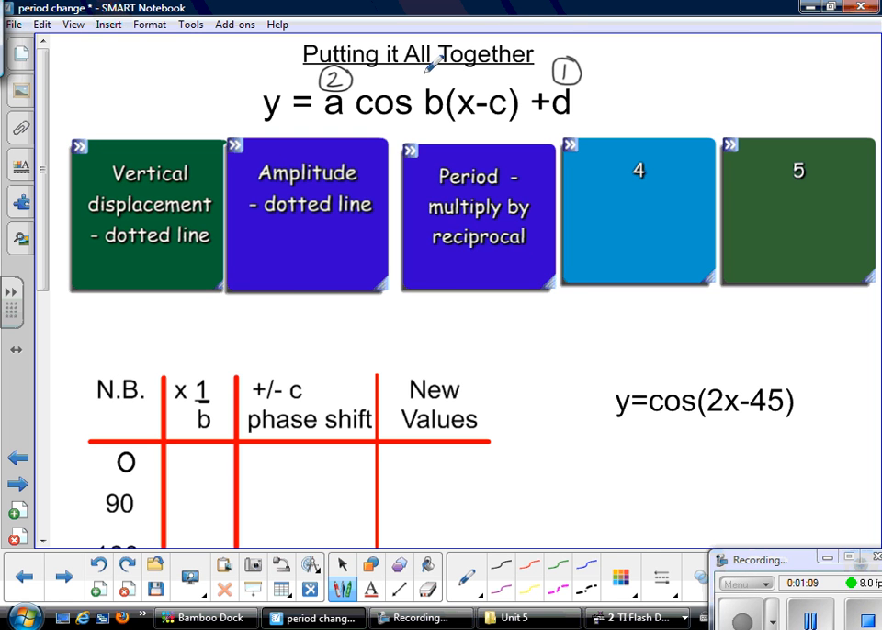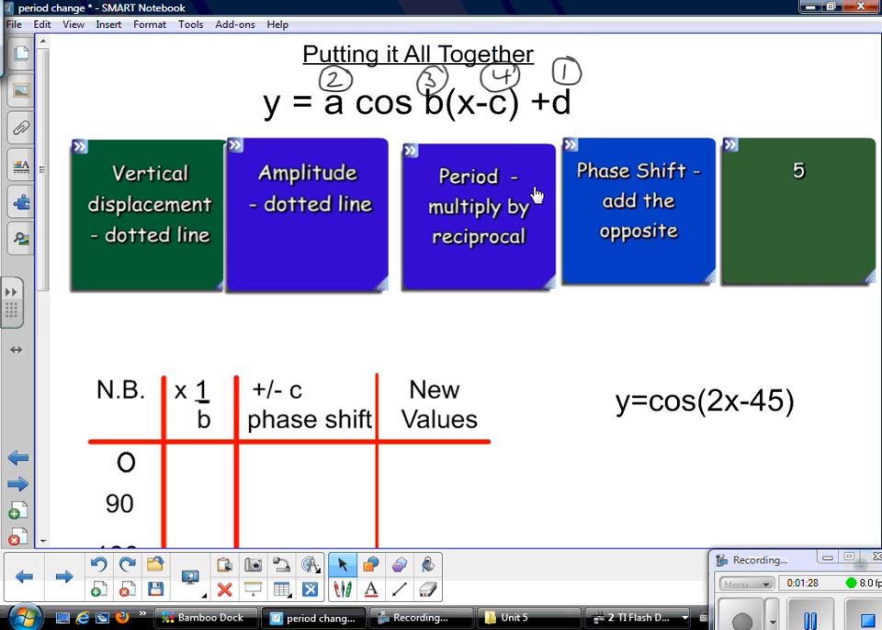So that would be my third thing. And then after I had that, the final thing that I would do in order to get my axes all done would be to look at my phase shift. Okay, so my phase shift is my C value. So for my phase shift, remember, I'm going to always add the opposite. And finally, I would look to see whether I have sine, so I would start in the middle, or if I had cosine, I start at the highest location. Okay, so that would be the last item that I would look at.